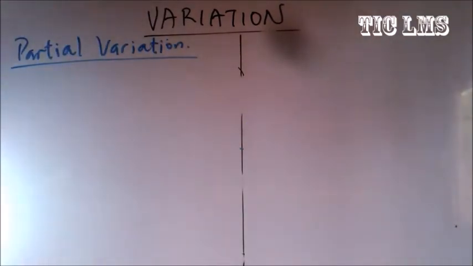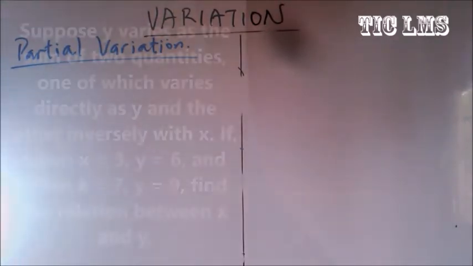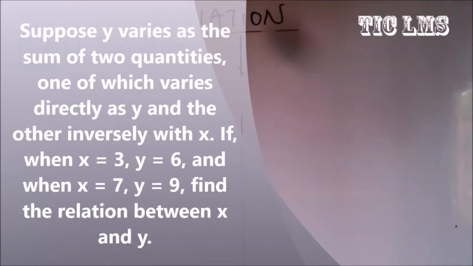Moving on to partial variation. It is a variation that consists of 2 or more parts that are added together. So in this part, the emphasis is that they are added together and it contains 2 or more parts. Let's take this example. Suppose Y varies as the sum of 2 quantities, one of which varies directly as X and the other inversely with X. If when X equal to 3, Y equal to 6, and when X equal to 7, Y equal to 9, find the relation between X and Y.